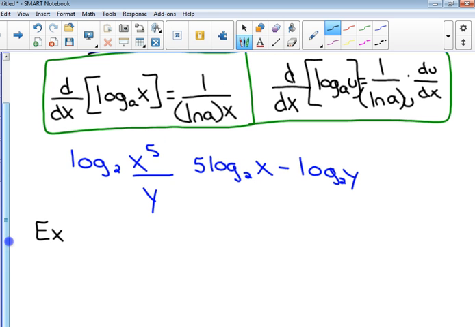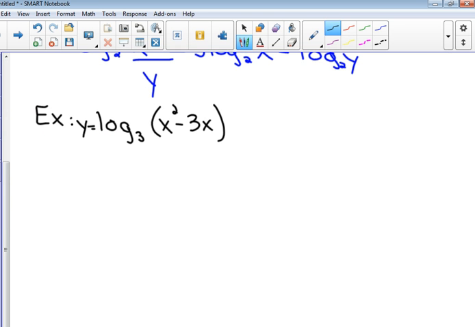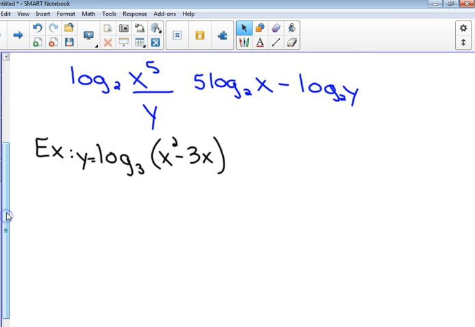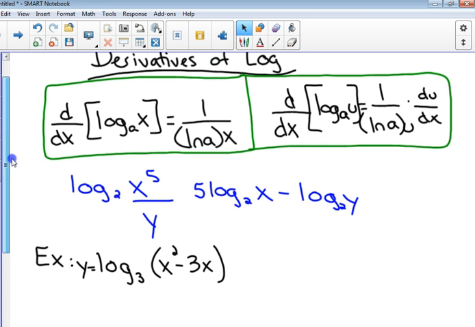And we're kind of doing the same exact thing. We're going to pick out an A, pick out the U, and then put it back into your formula. So we have log base 3 of x squared minus 3x. Okay, so we're going to get the derivative here. Let's figure out what the A is, what maybe we think the U is, and see if it's nice to put into our formula up here.